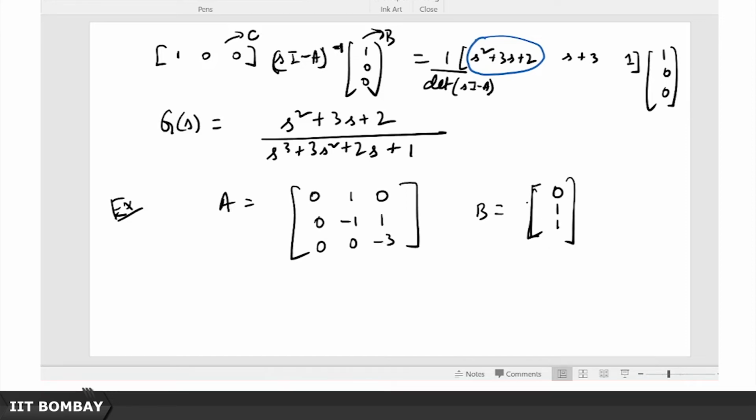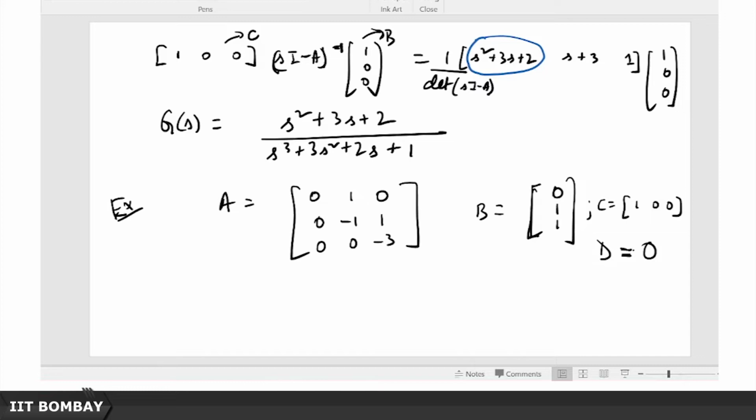This could very well be a state space representation for all I know. 1 0 0, and again the feed forward, as I said, often you will see that this feed forward is not there. At this point, just before we get into this example, let me just mention something.